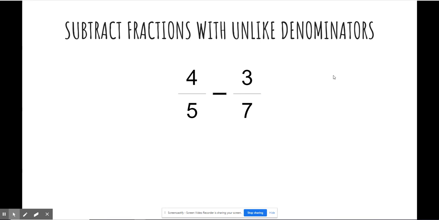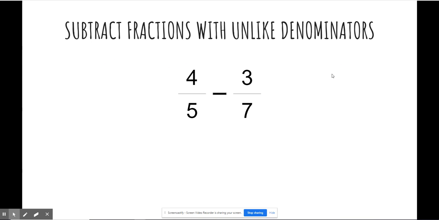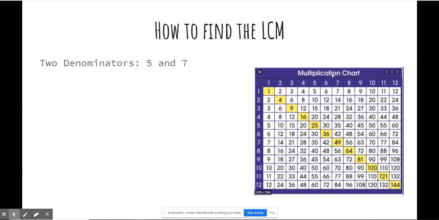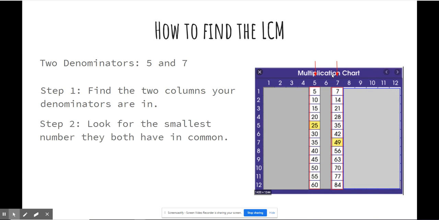So now we're going to subtract fractions with unlike denominators. All right, so we have 4 fifths minus 3 sevenths. So 5 and 7 is our denominator. And again, we're going to find them on our multiplication chart. There they are, 5 and 7. And we need to figure out the smallest number they both have in common. In this case, it's 35. Okay, it's kind of big.